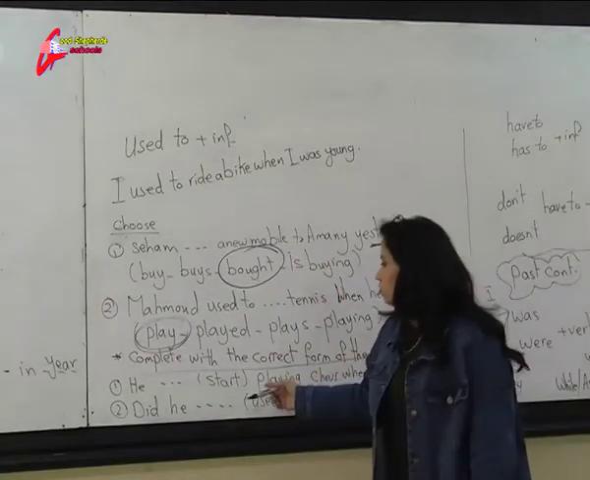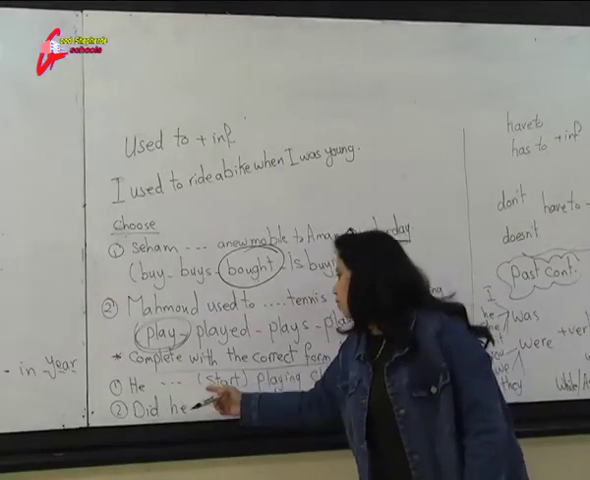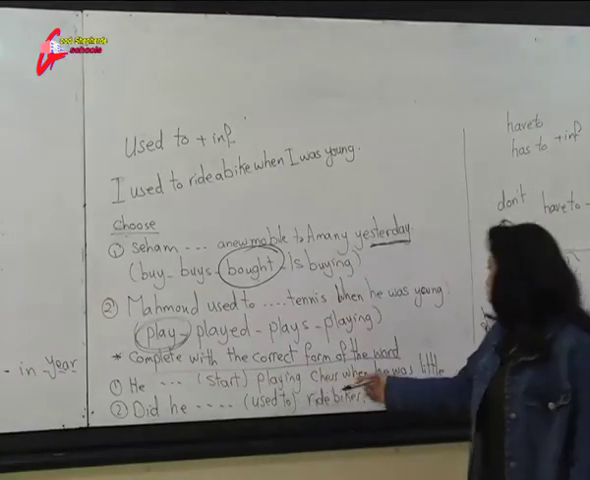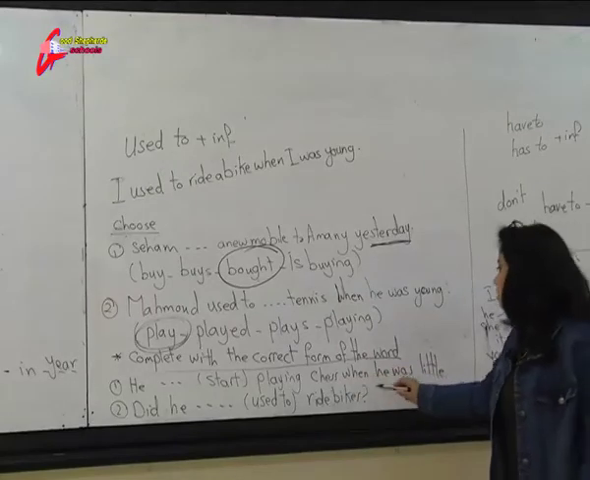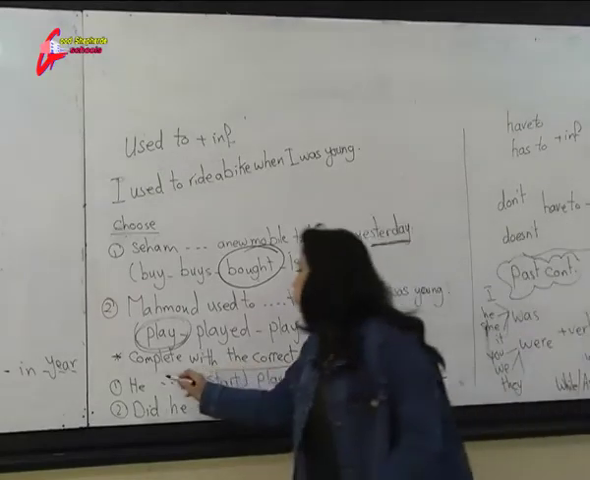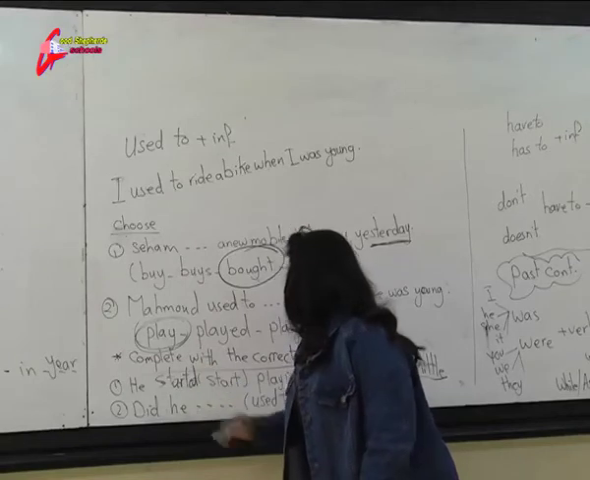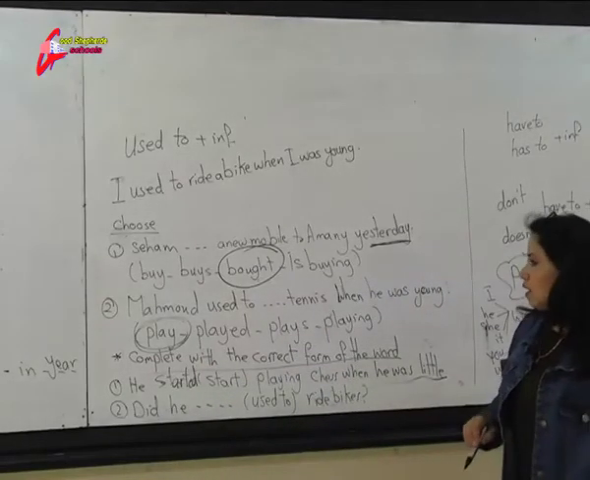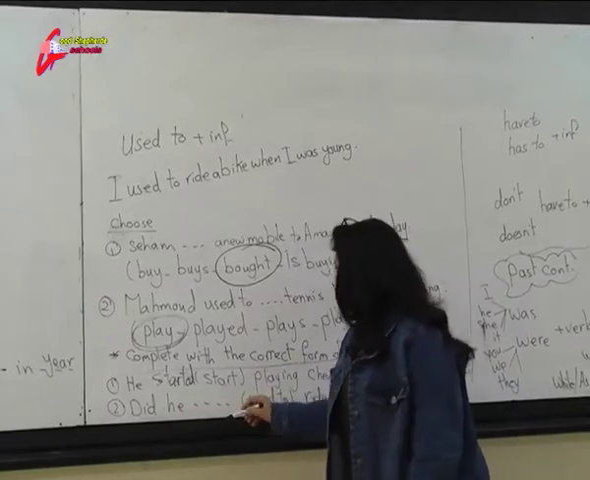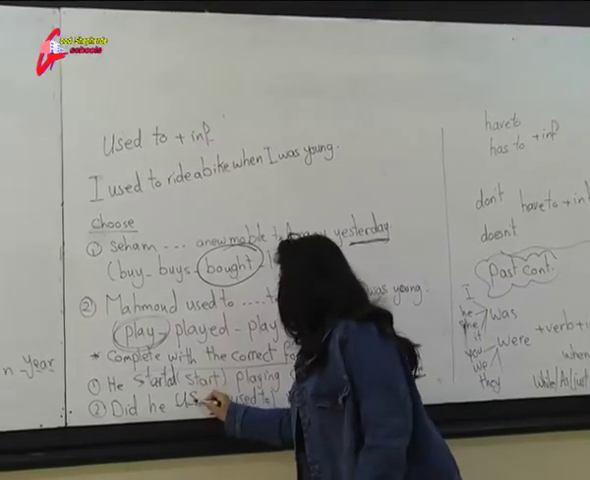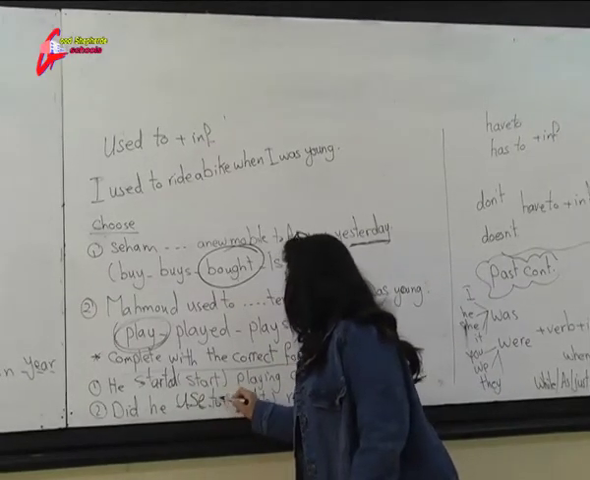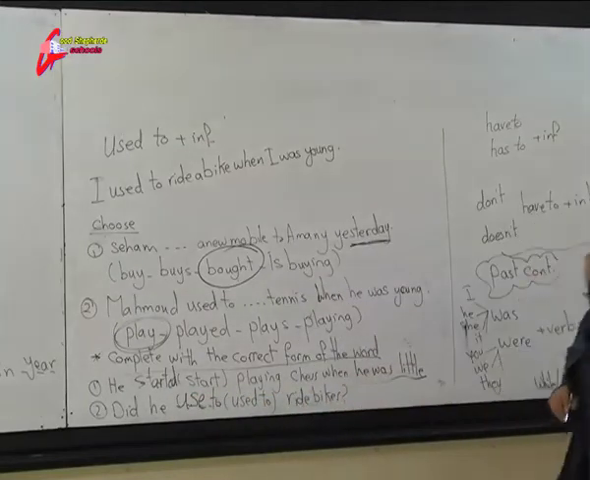We explained this exercise before, so here he ___ playing chess when he was little. When he was little, this is past, so it will be he started. Okay, did, as we said, we use did, and we have the infinitive form, so it will be used to. Did he used to ride bikes?